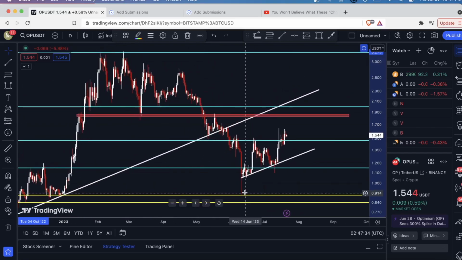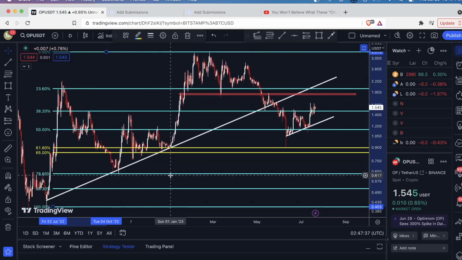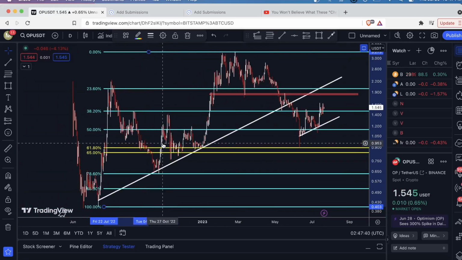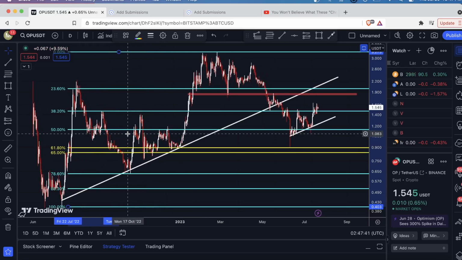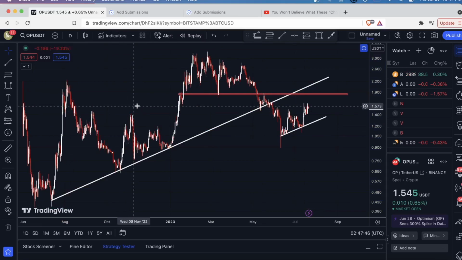Look at this strong bullish wick. That just means a lot of buyers came in at this level, and that is exactly the 0.618. So anyone that tells you technical analysis doesn't work or the Fibonacci tool doesn't work, I don't know what they're talking about. It clearly does.